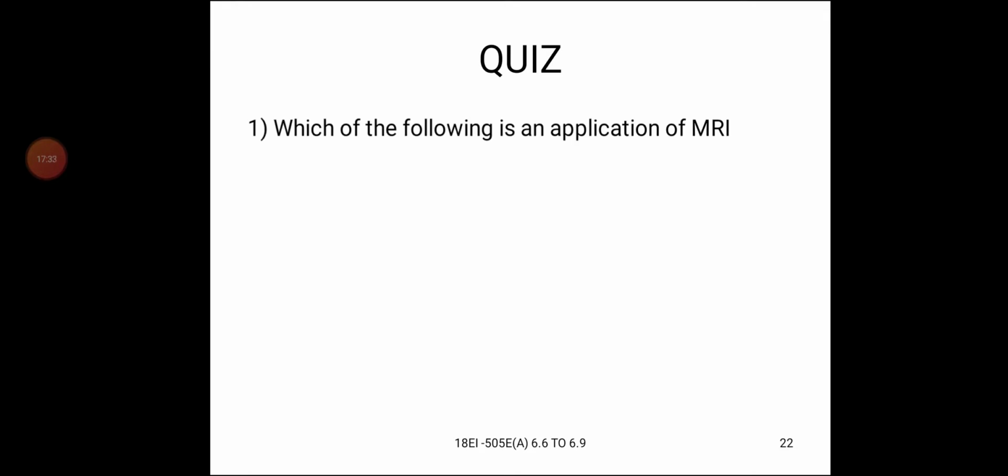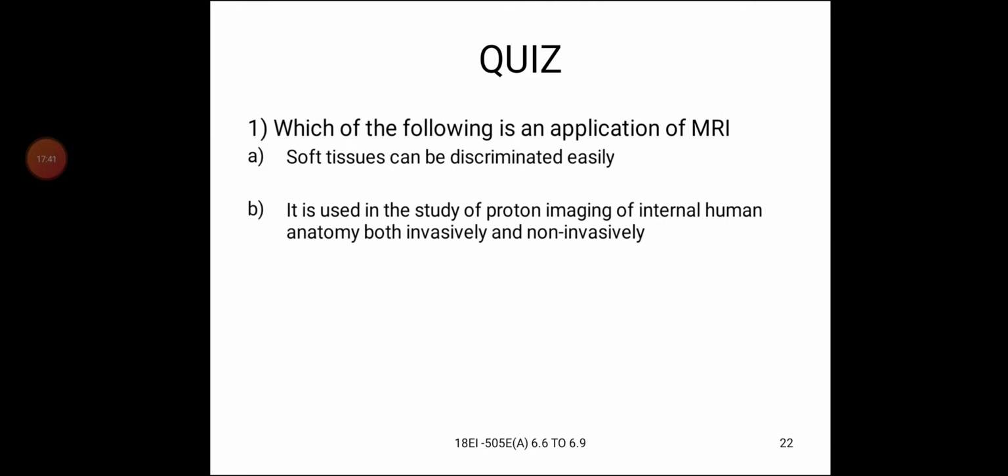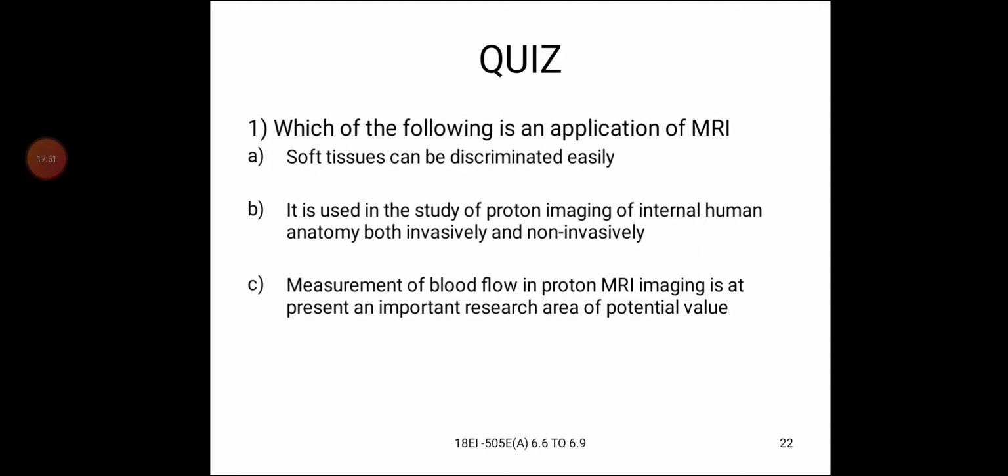Which of the following is an application of MRI? A. Soft tissue can be discriminated easily. B. It is used to study the proton imaging of internal human anatomy, both invasively and non-invasively. C. Measurement of blood flow in proton MRI imaging is at present an important research area of potential value. D. All of the above. So the answer is D.